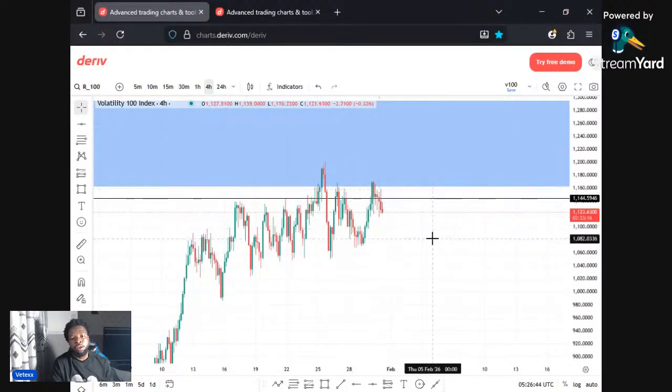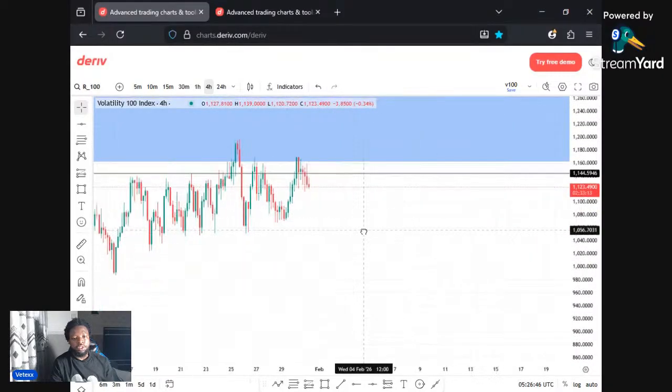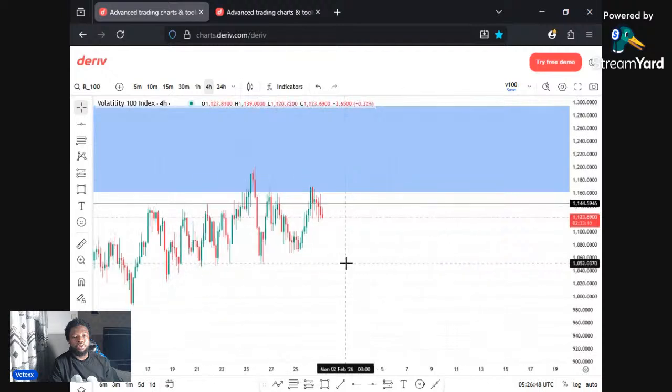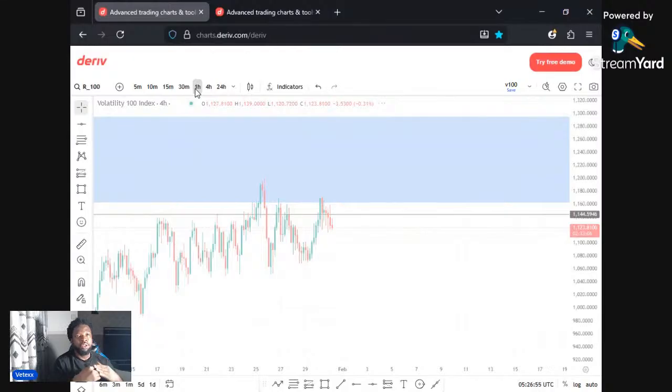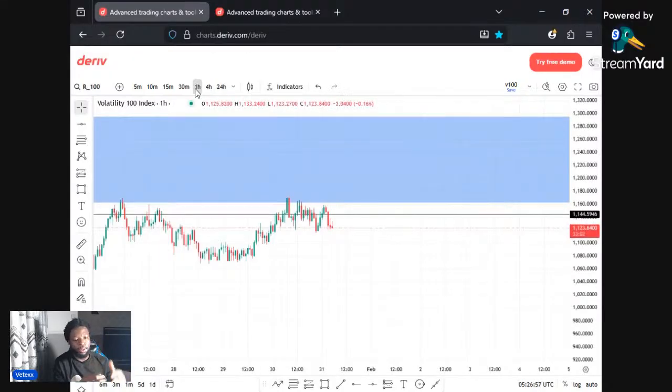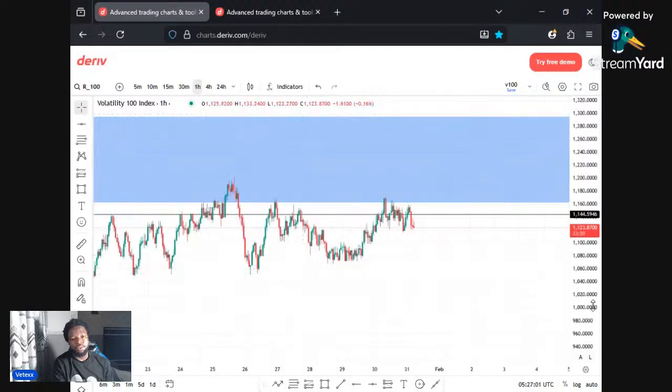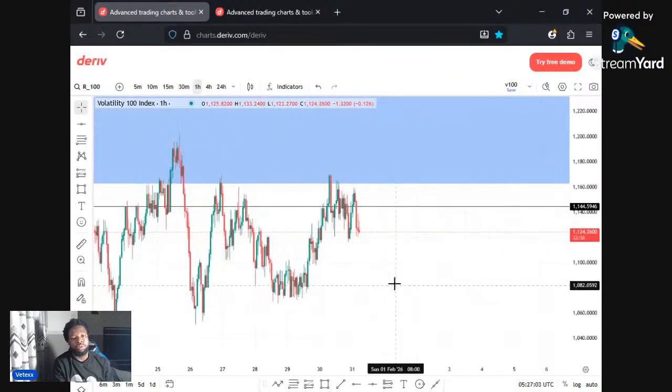Once price gives us continuation on the 1 hour or the 4 hour, that is when we can start looking for a setup on the 15 minutes. You see how the whole thing is taking step by step by step before we come down to the main place we're going to enter. And this is actually going to help you avoid a whole lot of losses.